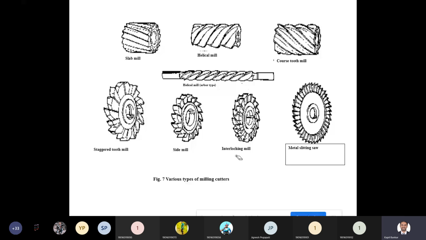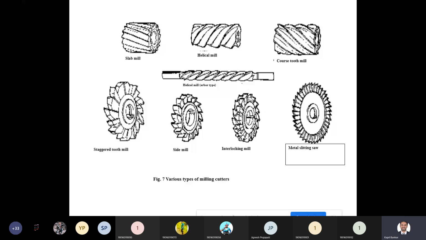Next one is interlocking mill. Okay, this is interlocking mill. On this side there are some teeth, and on another side some different teeth are there. So because of the teeth in different positions, you can remove the metal on the workpiece.